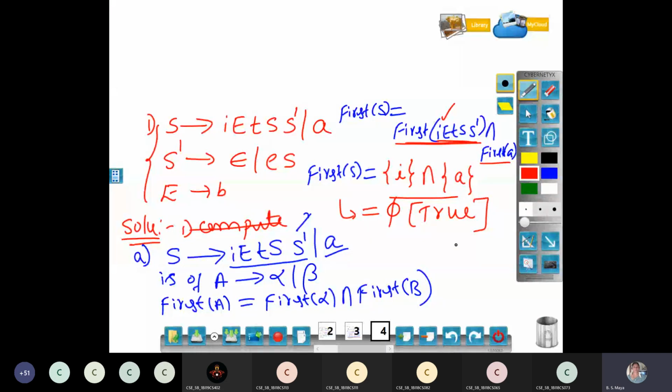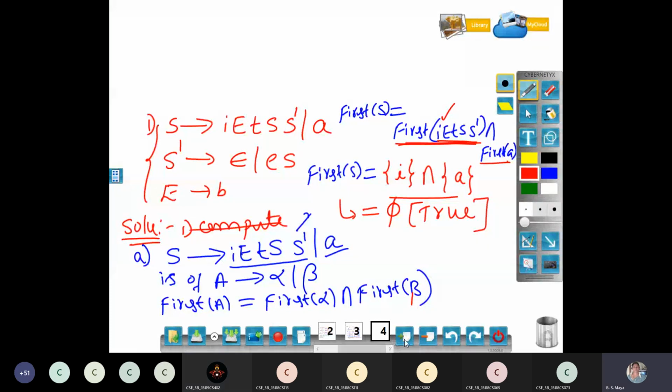See what to do. First one, any doubt? First of S is equal to first of IETS S dash or A. It looks like alpha and beta. Then I apply the formula: first of alpha intersection first of beta. The same way I am writing here first of IETS S dash intersection first of A. The first symbol of this is I. The first symbol of the second one is A. There is nothing common between both sets. I can say it is an empty set. Shall I go for the next slide?